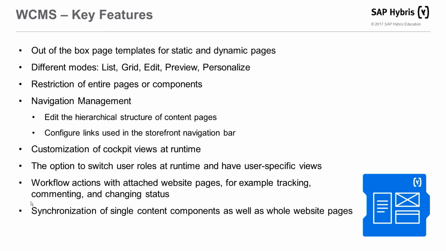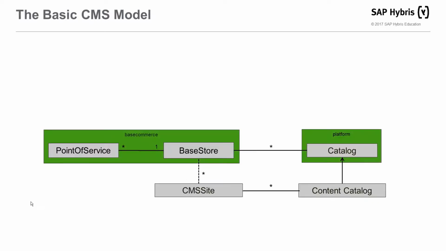The cockpit can also synchronize both individual components and entire website pages from the staging to the online content catalog version. Let's take a look at the basic CMS model. We'll start with the content catalog, which acts as a kit of components used to compose WCMS-based pages. The type content catalog is a subtype of catalog. A content catalog can be associated with one or more CMS sites, that is, storefront websites, and a CMS site can have one or more content catalogs. Therefore, a given component in a content catalog can be used in multiple CMS sites.